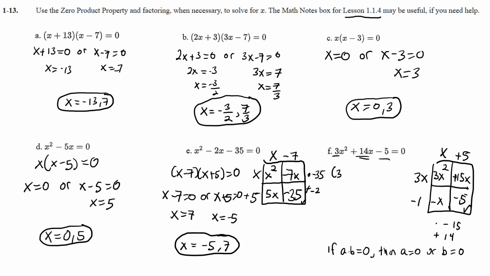So my factored form is 3x minus 1 times x plus 5. So set those equal to 0 because of the zero product property. So solve this. I'm going to add 1 and divide by 3. That gives me 1/3. And here it has to be negative 5. And so my solutions here are negative 5 and positive 1/3.